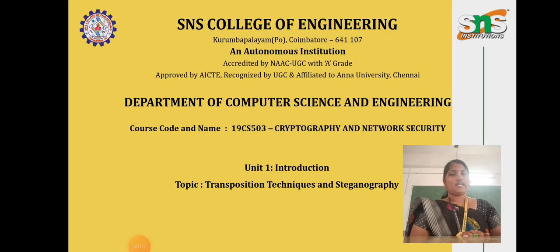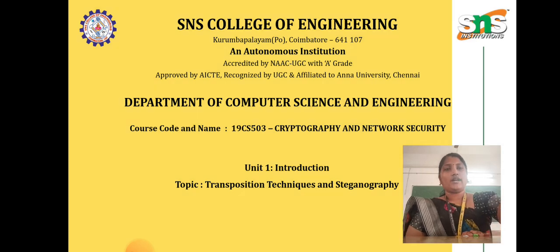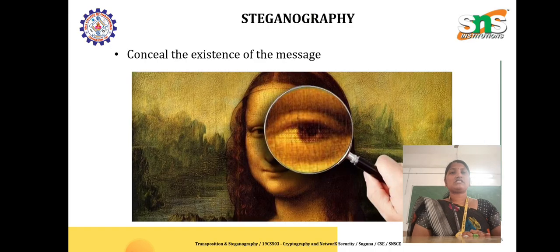Hi everyone, in the last class we had seen the transposition techniques, right? There are two types of transposition techniques, Rail Fence cipher and columnar transformation. In columnar transformation, we have advanced columnar transformation, right? I had given one problem also in that. So now we will discuss steganography.